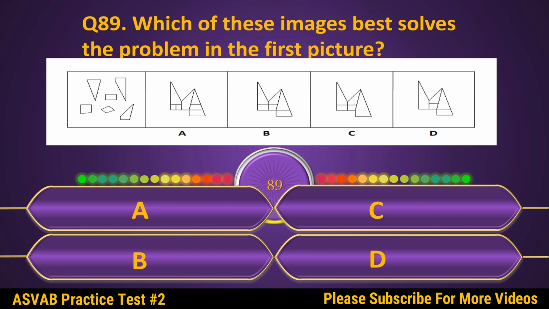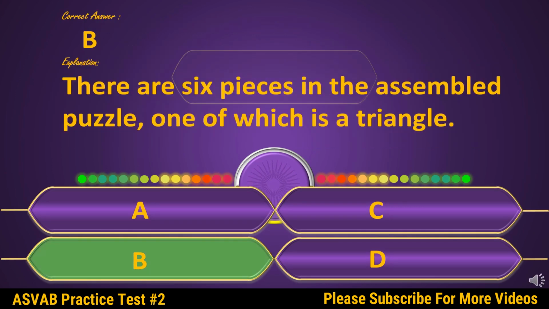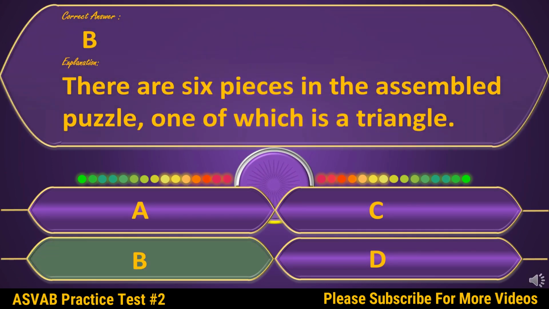Question number 89. Which of these images best solves the problem in the first picture? And the options are A, B, C, or D. And the correct answer is option B. There are 6 pieces in the assembled puzzle, one of which is a triangle.